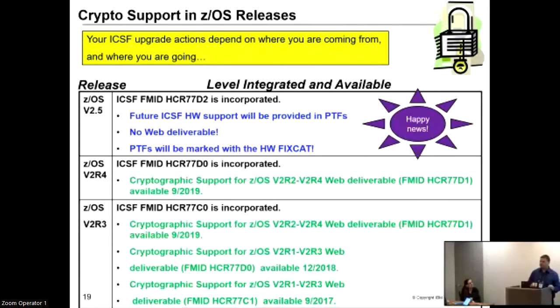Crypto support for z/OS, some good news here. In the past, crypto was a web deliverable. Now we provide this via hardware support via PTFs. In z/OS 2.5, HCR77D2 is in the base. And PTFs will all have the hardware FIXCAT. So you'll be able to easily identify which PTFs you'll need for your crypto by using the hardware FIXCAT in your missing fix report.